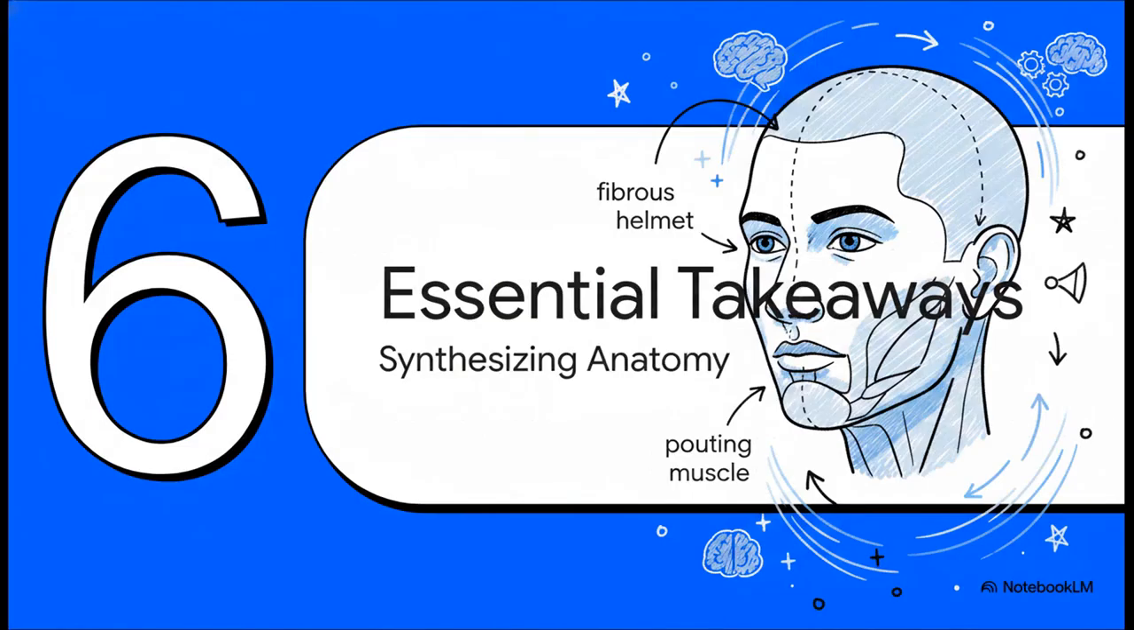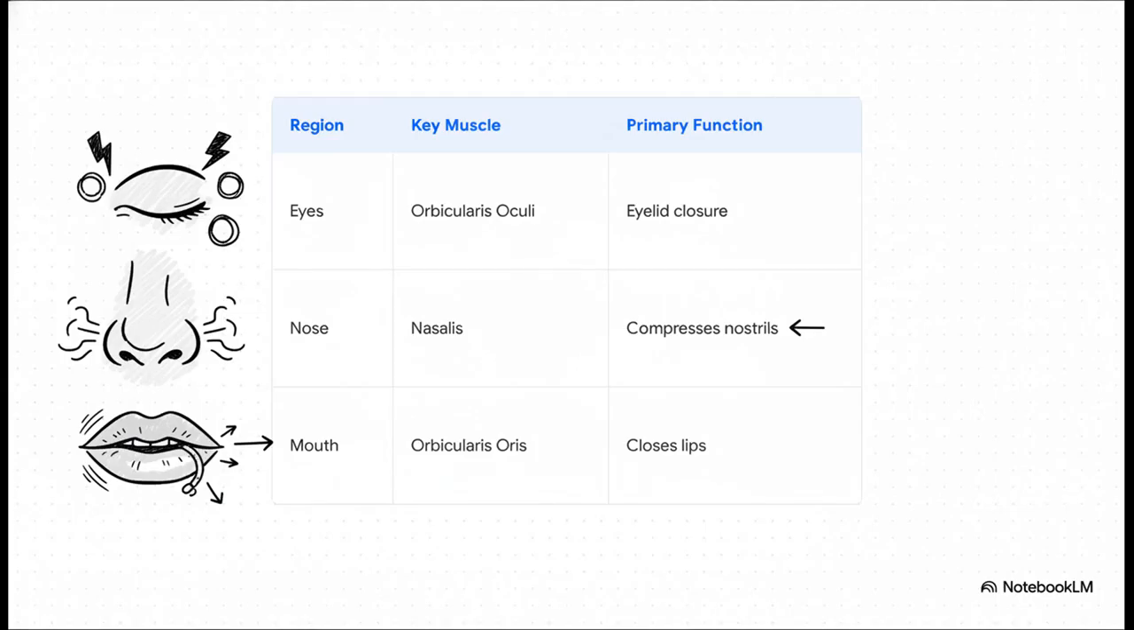Okay, Section 6, Essential Anatomy Takeaways. We've definitely covered a lot of ground today, from the fibrous helmet of the scalp all the way down to the pouting muscle of the chin. Let's quickly synthesize everything to make sure we maximize your retention of this anatomy. The crucial point here is that grouping these muscles by their natural orifices makes memorizing them so much simpler.